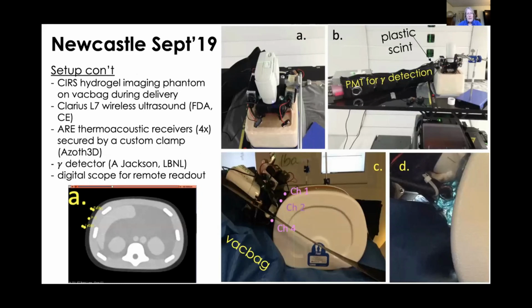Here are some photos, and we placed this hydrogel phantom. One of the techs there was very clever, and he recommended using a vac bag to secure it. So the ultrasound system is resting on that vac bag, and we've got amplifiers and 4 receivers tucked underneath. It's hard to see them. And all of this was secured together by a custom clamp. We used the same gamma detector that we used in Berkeley, which was developed by the late Alan Jackson. And I'm very grateful to be able to use that detector even now. And then we used a digital scope for remote readout.